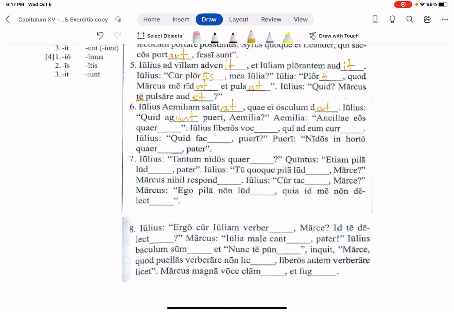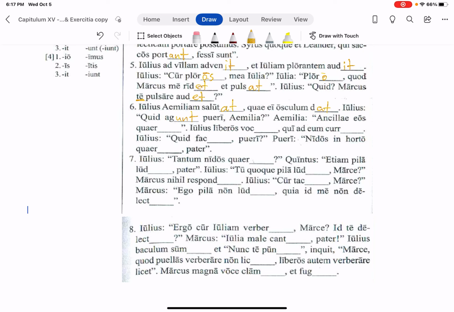And this one almost tripped me up, because he's asking what the boys are doing. He's not asking what Amelia is doing. So he's not saying quid agis Amelia, which would be asking what are you doing, but he's saying quid agunt pueri Amelia. What are the boys doing? So it's third person, agunt.